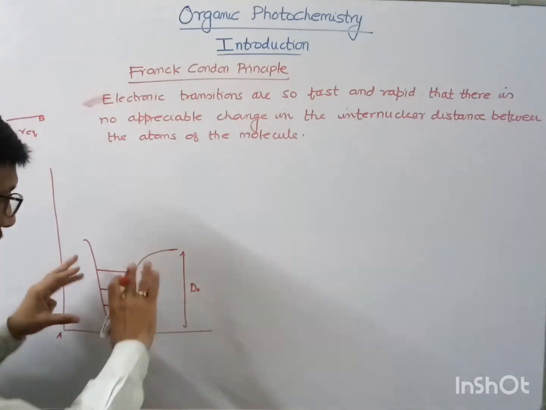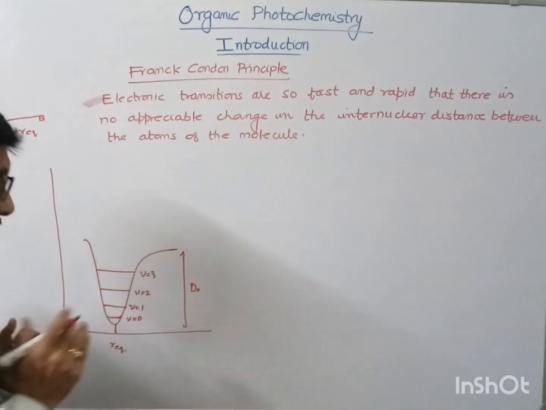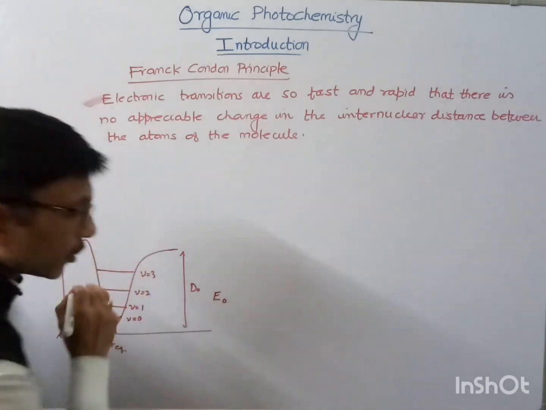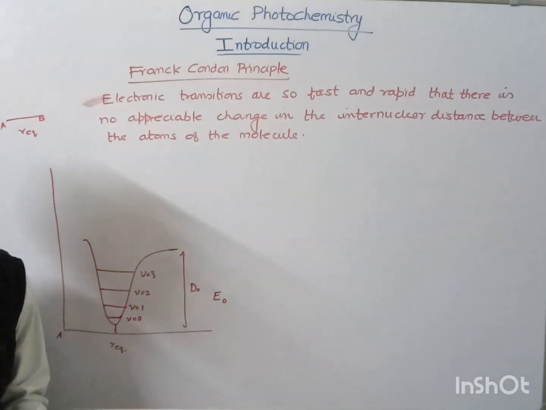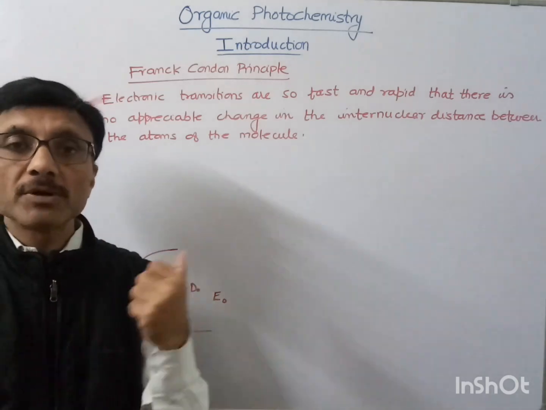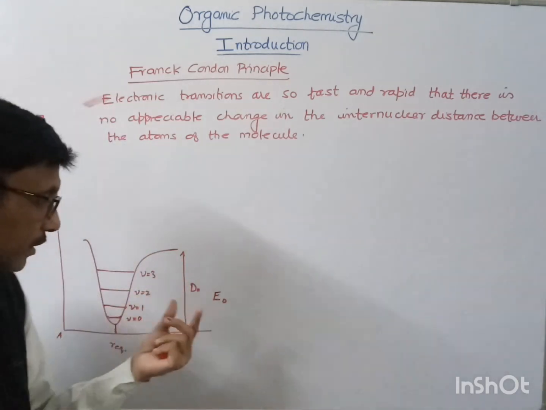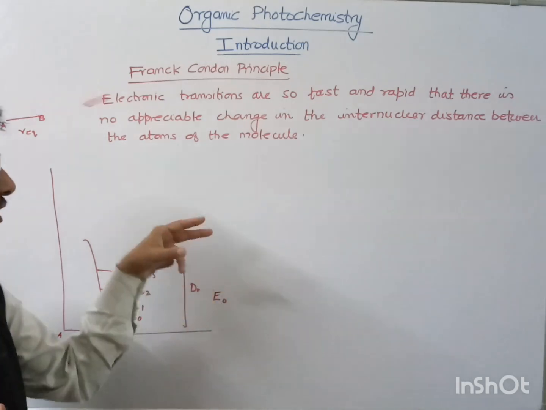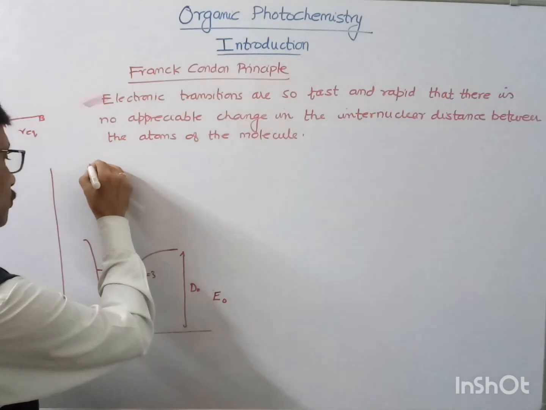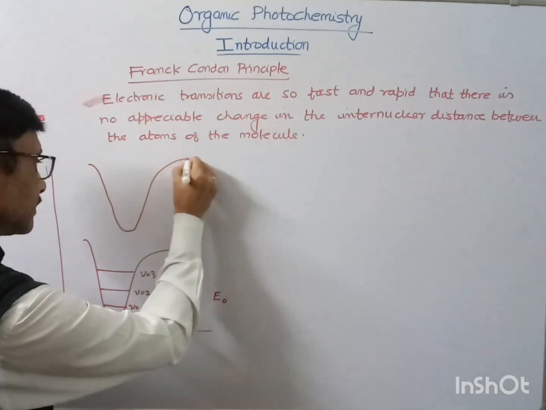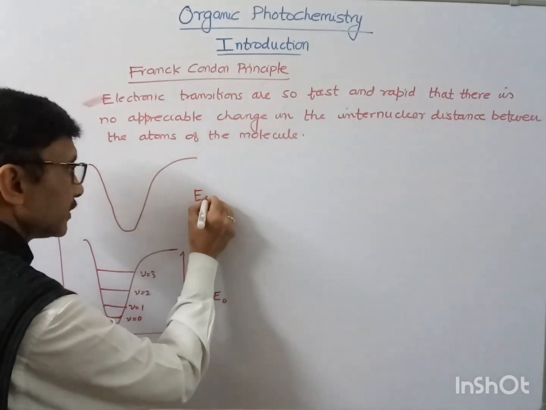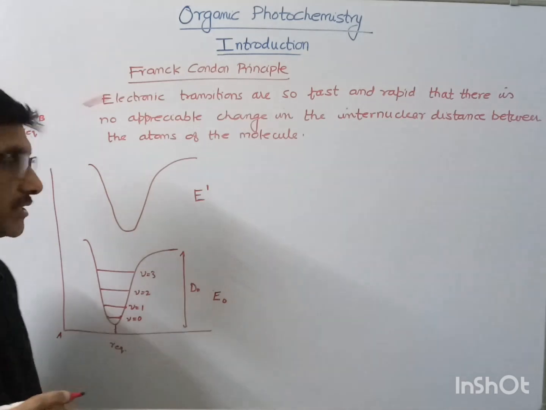So this is our ground electronic state, and we will represent it by, suppose, E0. And suppose if we give more UV-visible energy, then after absorbing so much energy, the electron may go from the ground electronic state to the next higher electronic state. This is the excited electronic state, and we write it as E dash, the excited state.